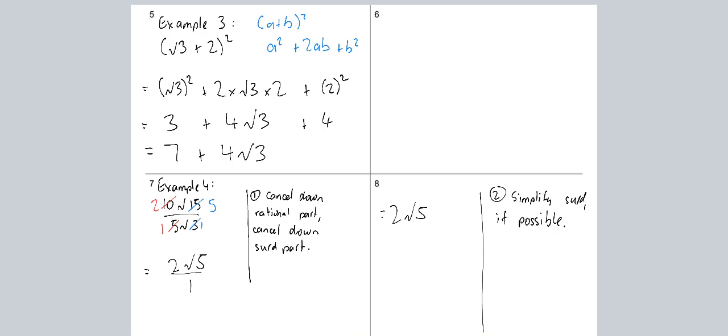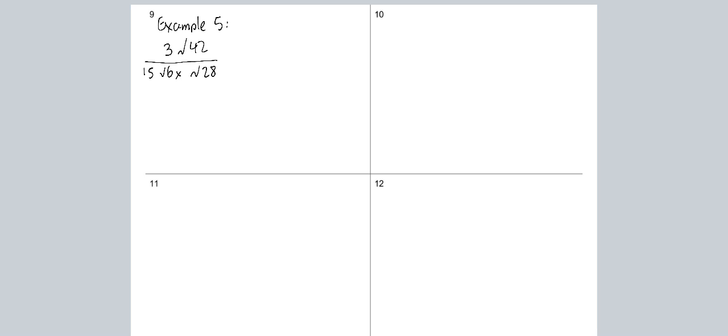Want to see something a bit trickier? Yeah. Example 5. 3 root 42 over 15 root 6 times root 28. Now, there's a few ways to approach these problems. And as you become more sophisticated with your maths, you'll learn which way to go first. One first step might be to simplify your surds first.